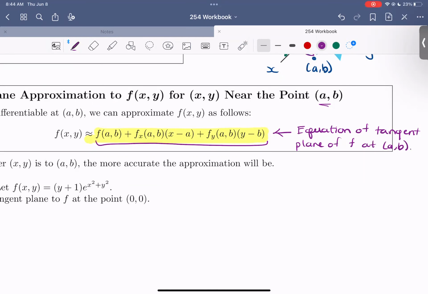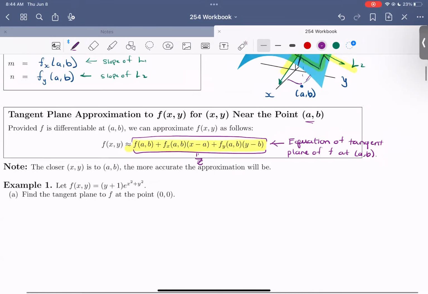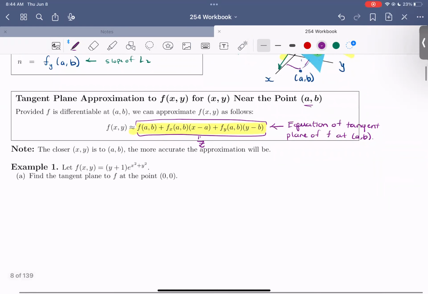Okay, so we just need to write out that equation for our example. And so typically we make this z equals, so the output equals this expression. All right, so what do we need to compute then? Well, we need f of (a, b), we need f sub x of (a, b), and we need f sub y of (a, b). And after those three things, we're going to be set with our equation. So let's go ahead and compute that.